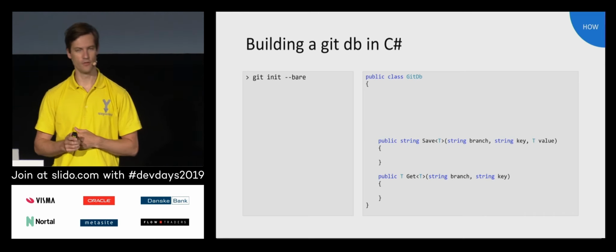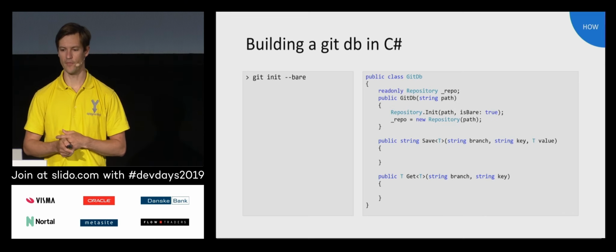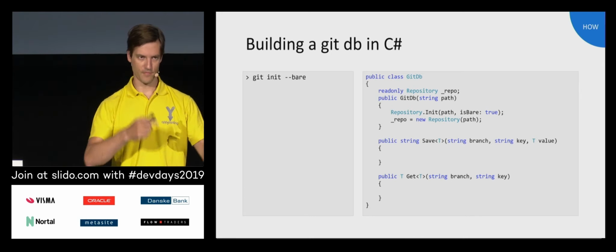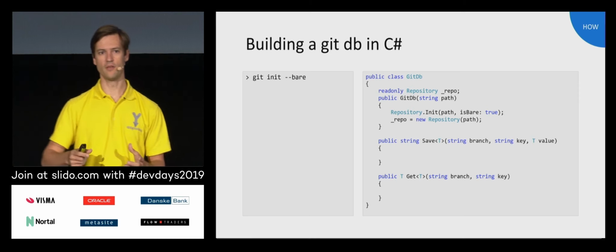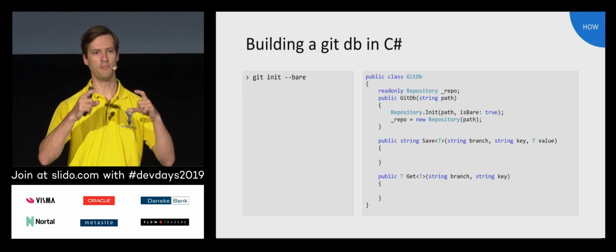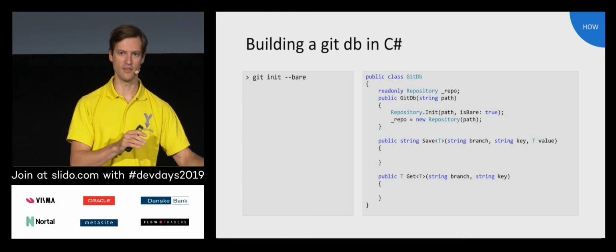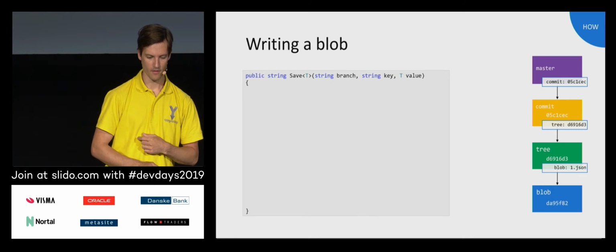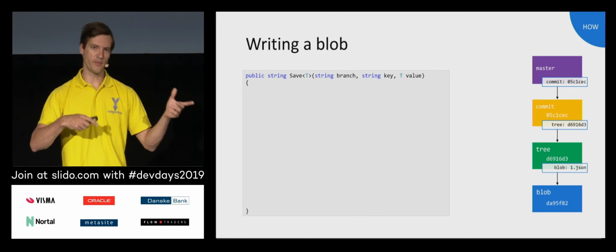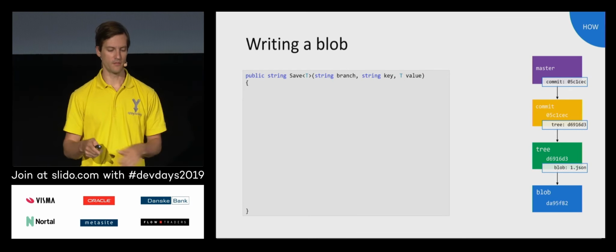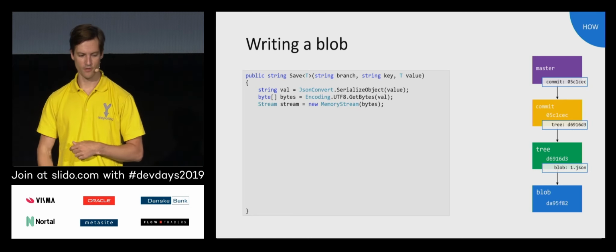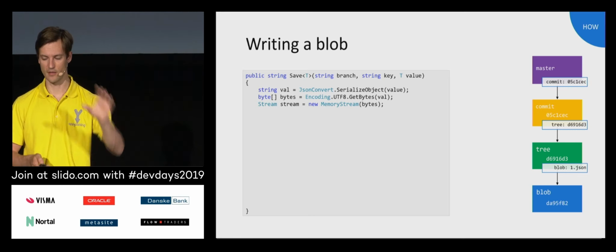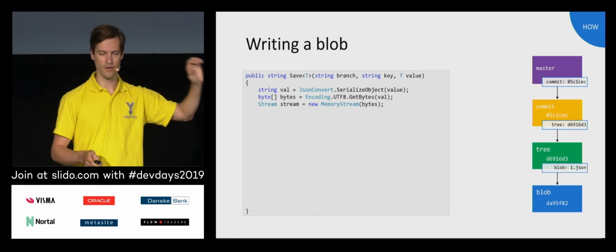So the first thing I need to do is initialize a repository, and you do that with this kind of piece. Different bindings will have different methods of doing that, but the important thing is that we want to initialize a bare repository. So we don't want the files on the disk, we want it directly inside the Git database. So let's now do the same exercise as we did before through the shell, but through code. The first thing I'm going to do is create a byte stream of the value. I pass in an object and I just want a stream.